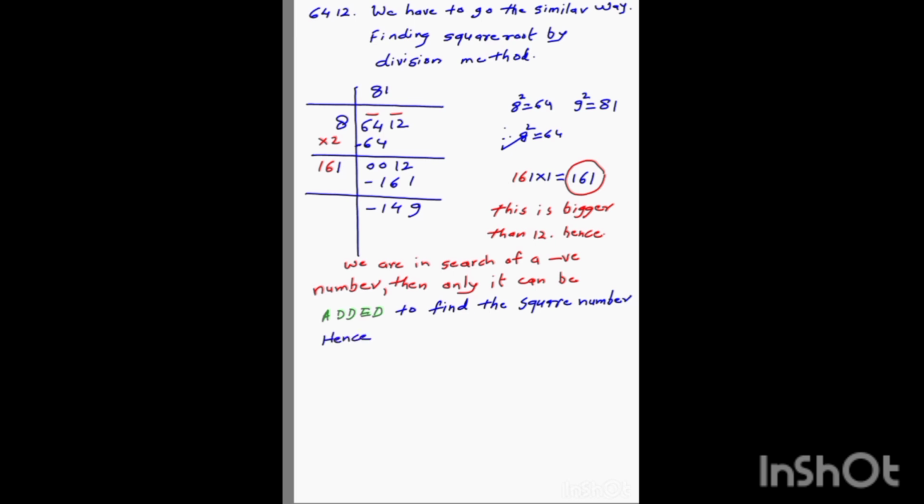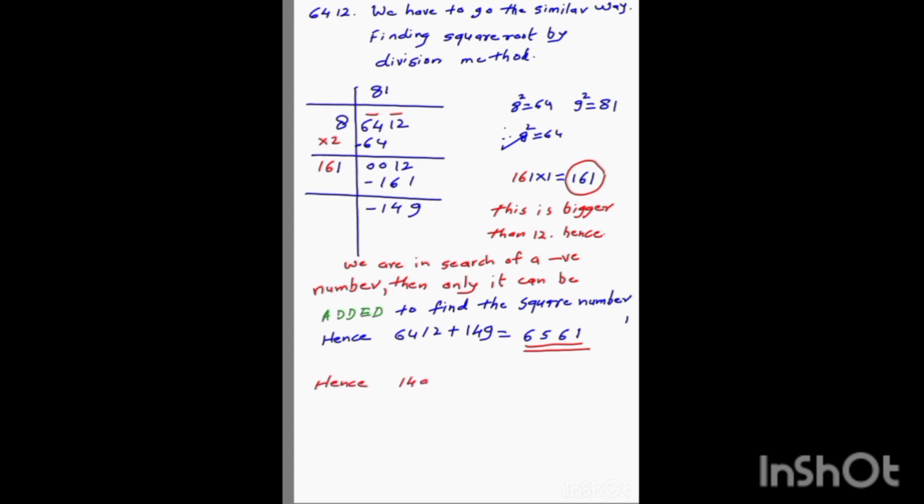Hence 6412 plus 149. What is the number? 9 plus 2 is 11, write 1 and carry 1. Then 4 and 2 is 6, plus 1 is 7. 5, 6, 4 is 5, and 6. 6561 is the number. This is a perfect square, or this has a square root.